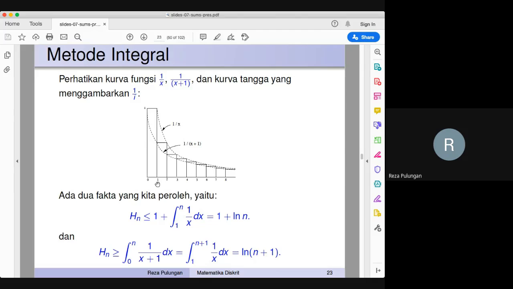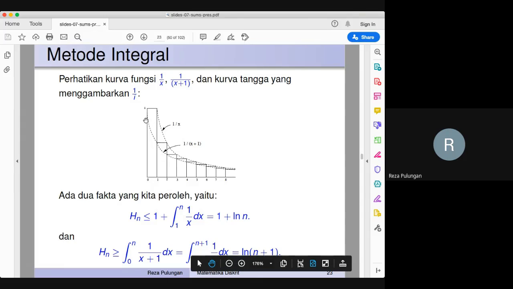The second part is Hn, namely this one, is larger than this curve. This curve here has a function 1 divided by x plus 1. So Hn is larger than the integral from 0 until n. Why do we start from 0 until n while here starting from 1 until n? We start here from 1 because we don't compute this, since the area below here is equal to 1. So we start from 1 until n.